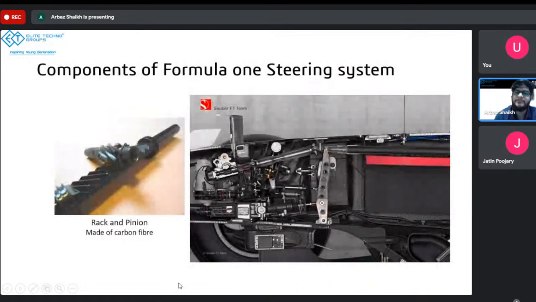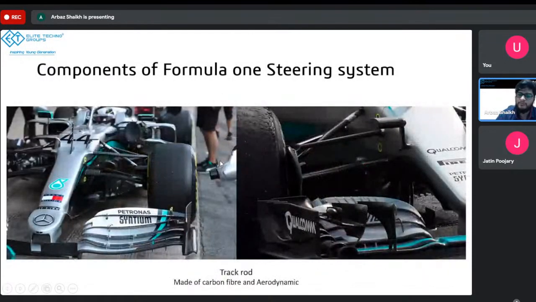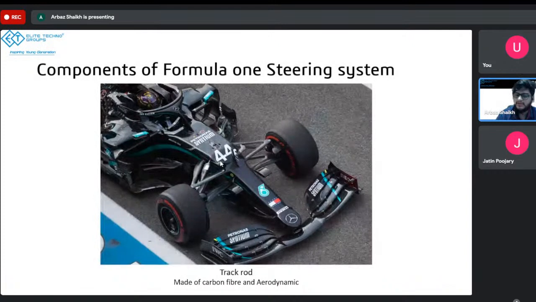Then we talked about some of the components used in the Formula One steering system, how they look, why they are made in such a way, right? Which included the pinion, the rack, how they are arranged, how they are compact, how they are placed in this compact spot, right? And then we also saw the cross-sectional shape of the tie rod and the suspension arms to make them more aerodynamic. And they are made of carbon fiber to make these complicated shapes and to reduce the weight on the vehicle.